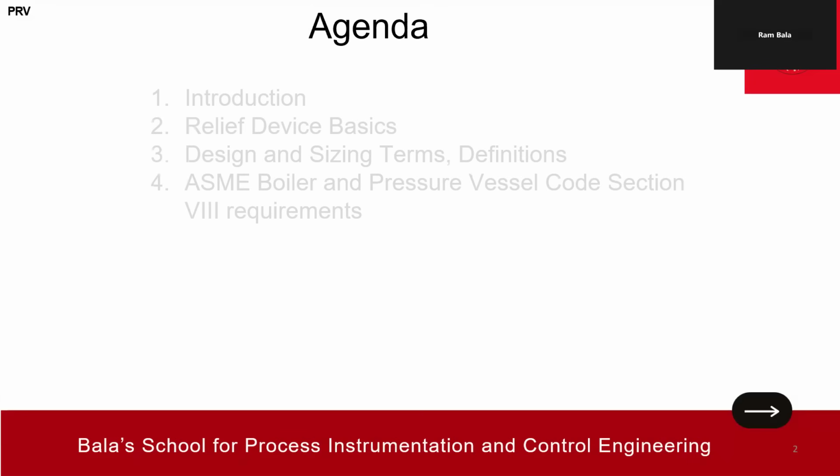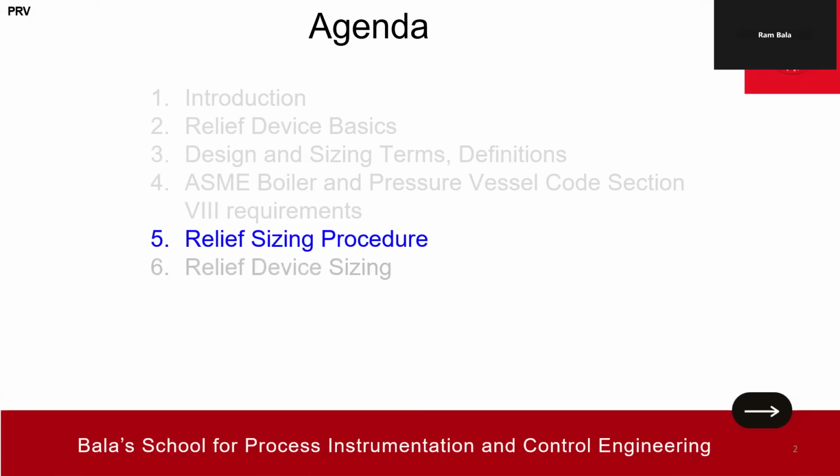As I said earlier, this agenda is more of a relief sizing procedure. In fact, we already covered the intro part, the relief device basics, the design sizing terminologies, and most importantly the ASME boiler and pressure vessel code Section 8. All these we have covered. So this part is more of the relief sizing procedure. Then relief device sizing: if somebody needs this, you can comment and we'll try to support.